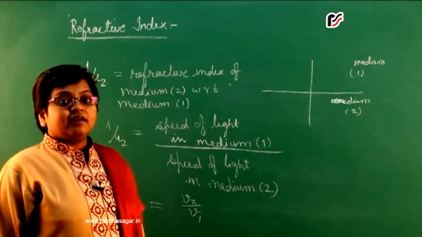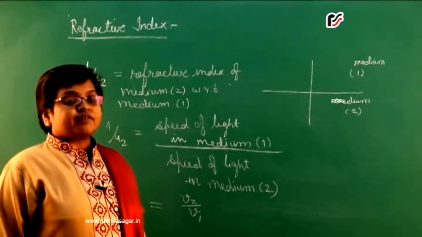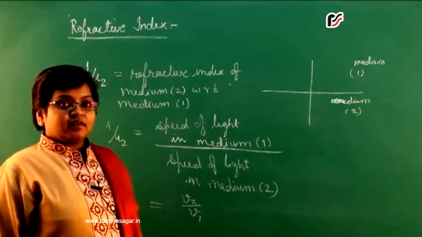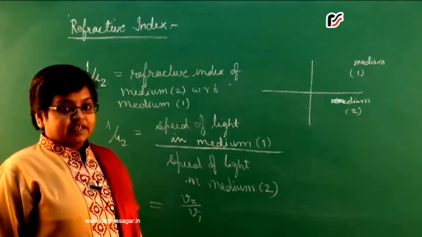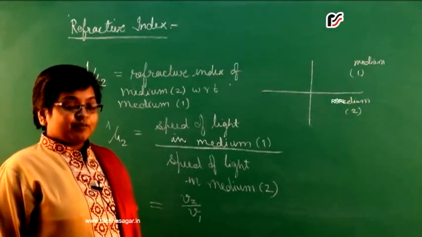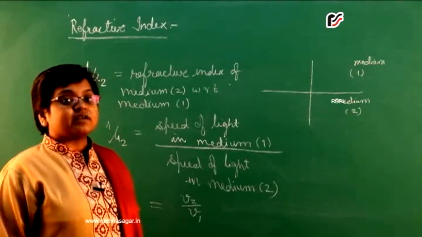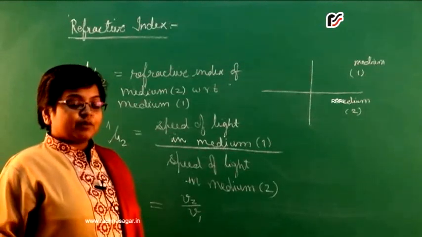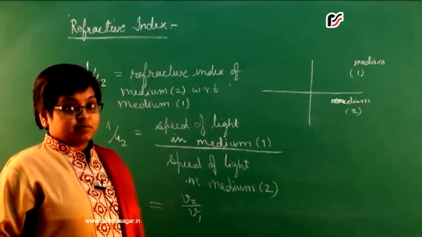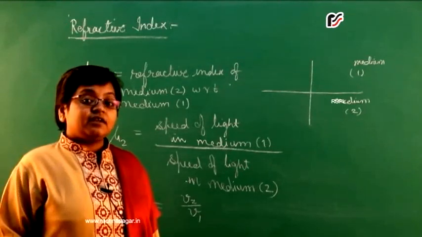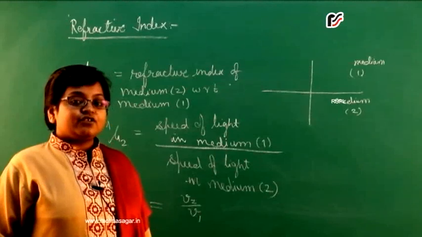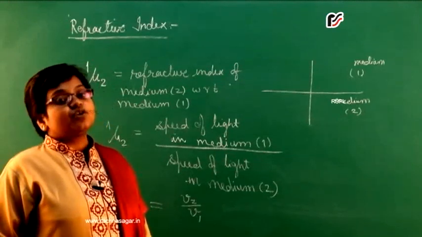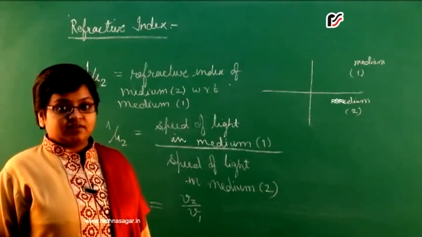Students, tell me one thing. What is the unit of refractive index? Ma'am, it is unitless. Yes. Why? Because it is the ratio of the same quantities, the ratio of speeds. In the numerator the unit is meter per second, in the denominator the unit is again meter per second, so they cancel each other out. There is no unit of refractive index.